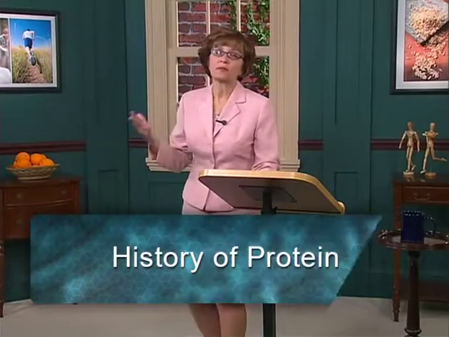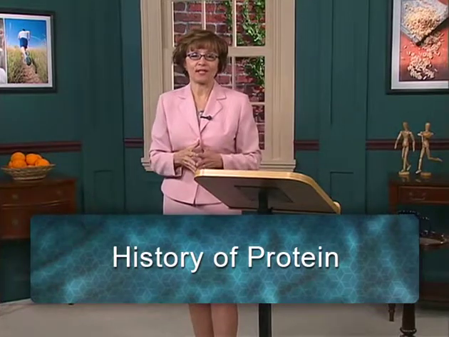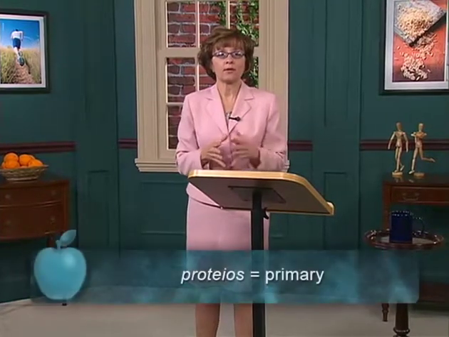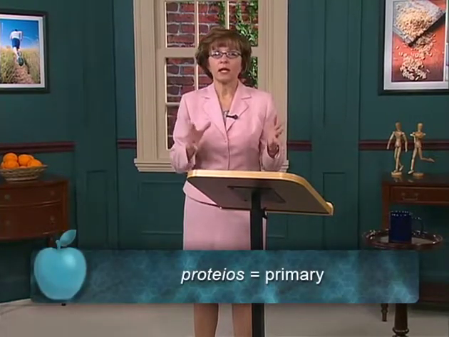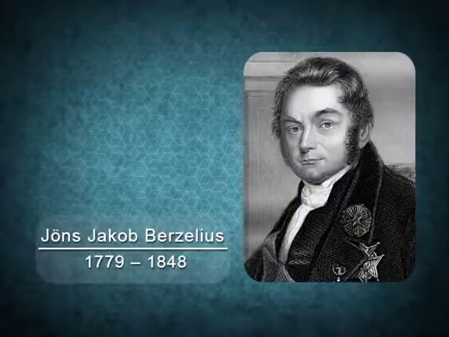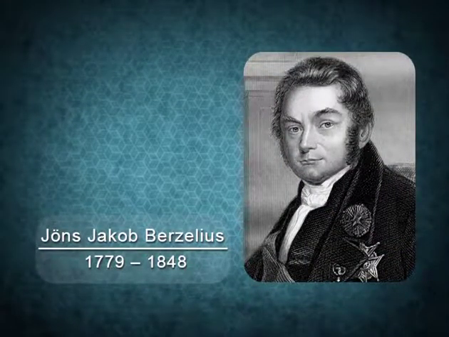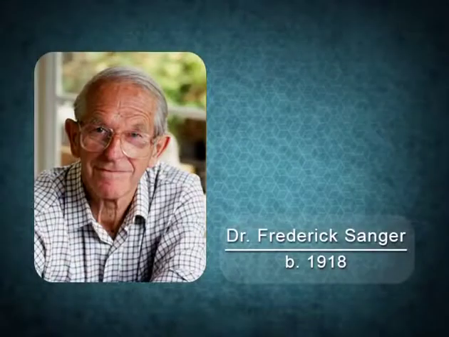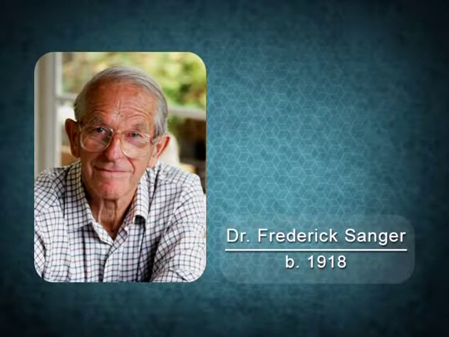So as we begin this discussion on protein, we're going to do a little brief history. Protein actually comes from the Greek word meaning primary, proteos. It was first described by a Swedish chemist by the name of Berzelius in 1838. However, the first protein to be sequenced into its individual amino acids was insulin by Dr. Sanger, who won the Nobel Prize in 1958.